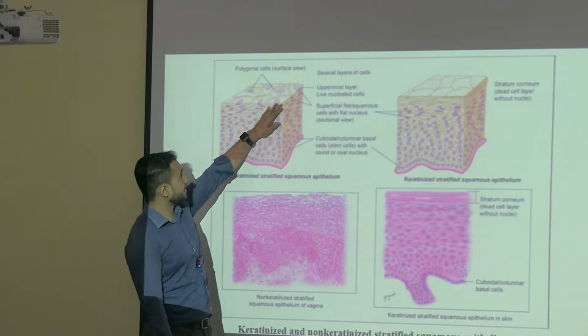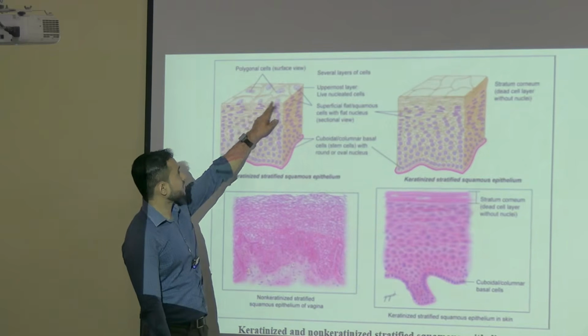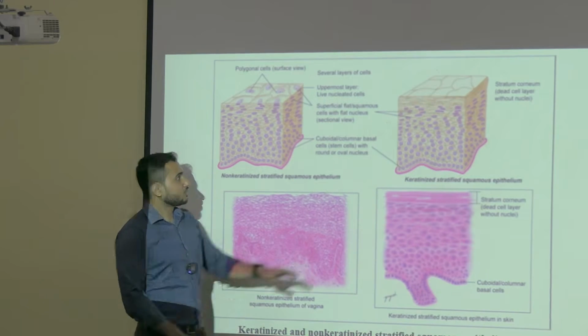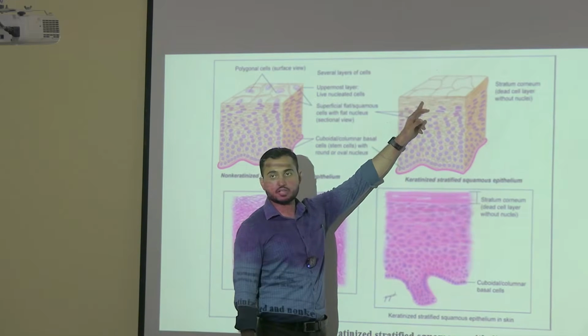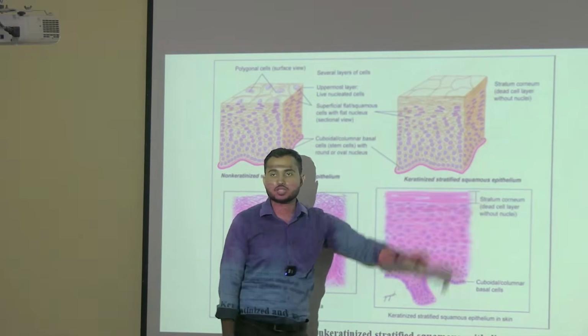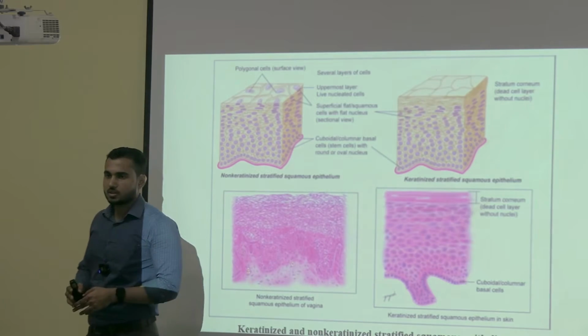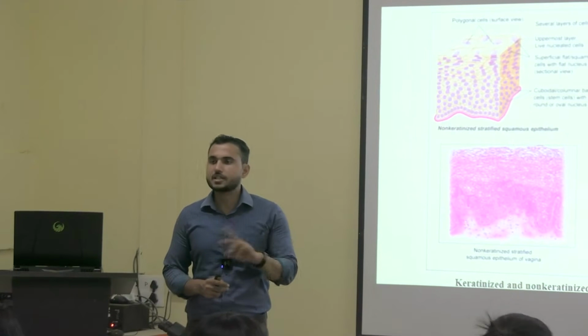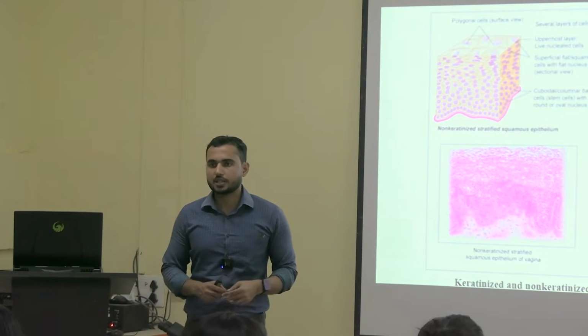Now if you go to the surface, here you can see all the cellular components. For example, you can see the nucleus. But if you go over here, you can't see the cellular components. Why? Because it is filled with keratin protein. So the cells are dead on that particular surface. Okay, so that is the difference between keratinized and non-keratinized.